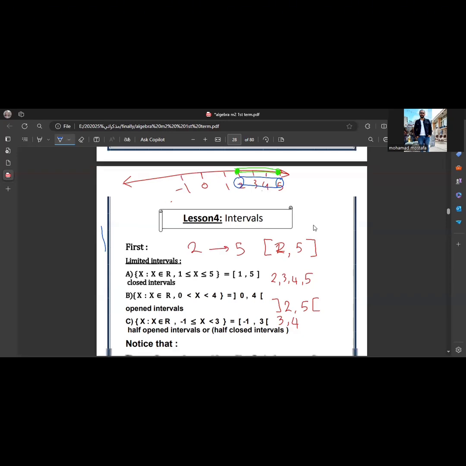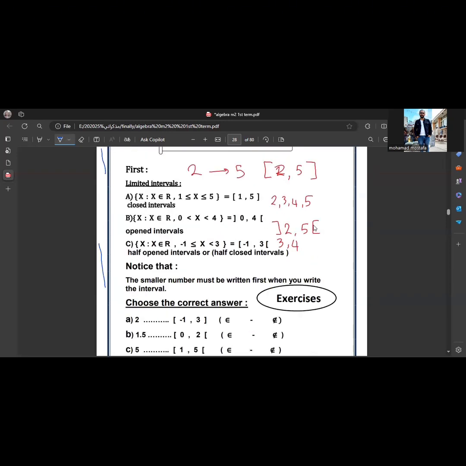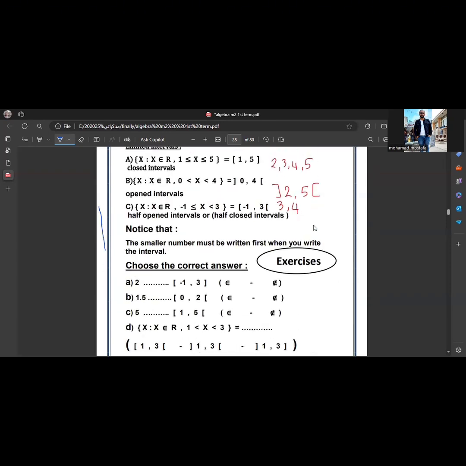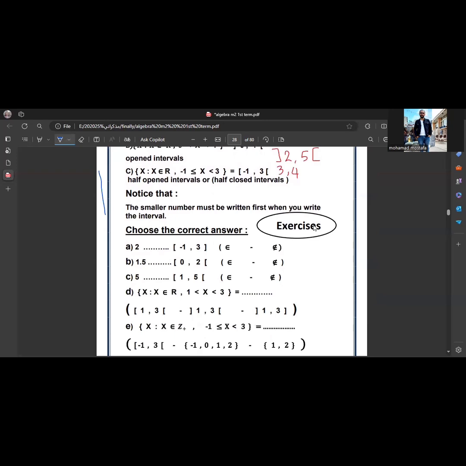How can we find the answers for our questions? The first one, question letter A. I have here 2, and it gives me the interval from -1 to 3. From -1 closed, start at -1 and go to the positive side. After -1, 0. Excellent. 1, 2, 3. I have 2 inside this interval, so choose belong.